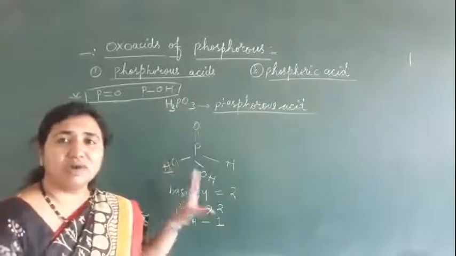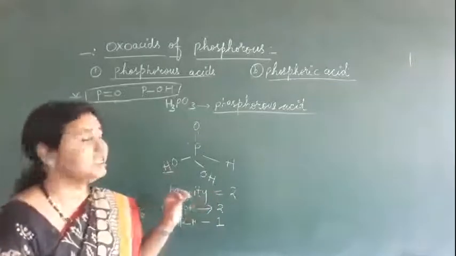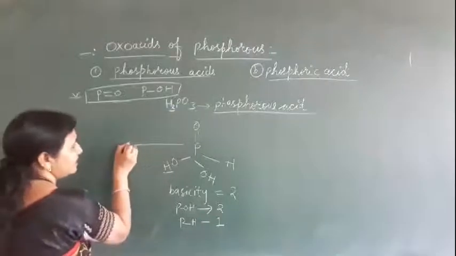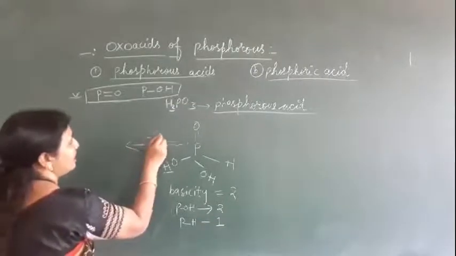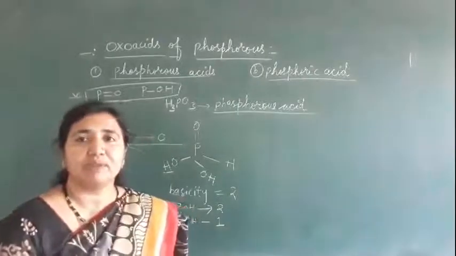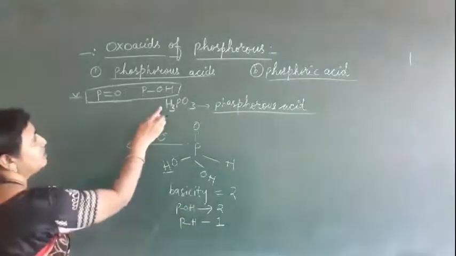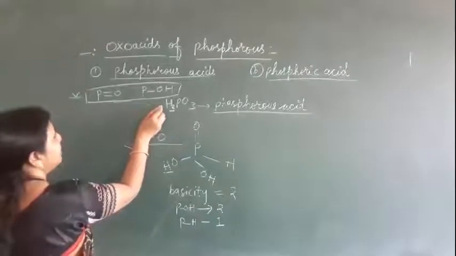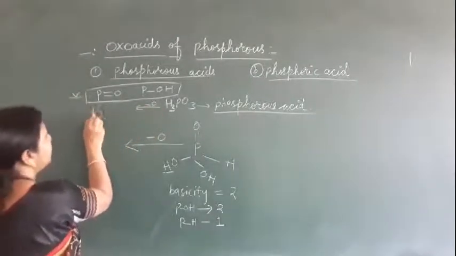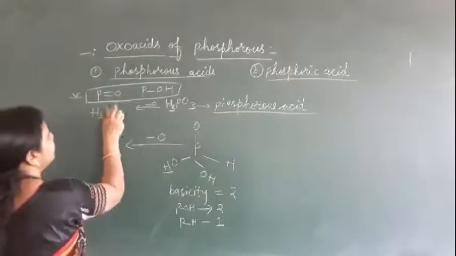This is phosphorus acid, the OUS acid. Next, from this H3PO3, if we subtract 1 oxygen, if we reduce 1 oxygen, what will be the formula? The formula will be H3PO2.